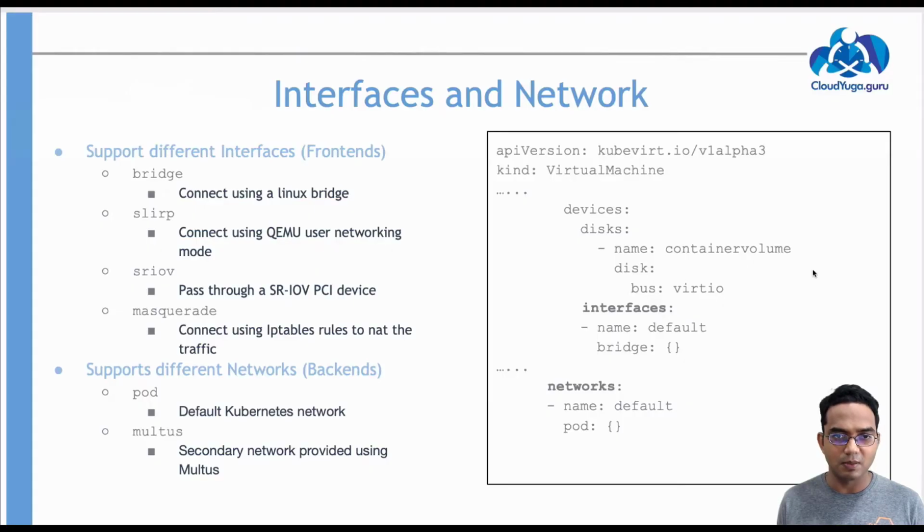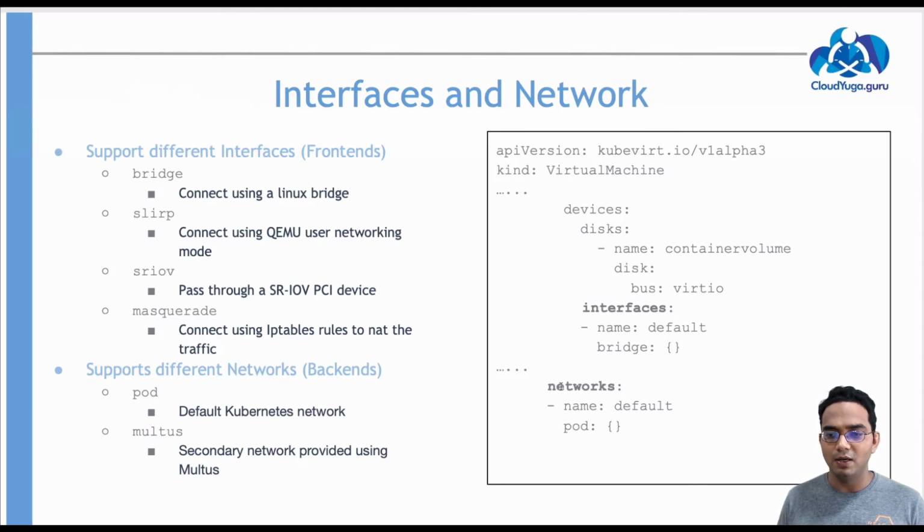Okay, let's talk a bit about networking, and how we can create different kinds of interfaces for our VM. So again here, we are creating a VM instance. Now we can define different network types, which are pod, or if you want to attach a secondary network to it, we have a network called Multus, which we can use.